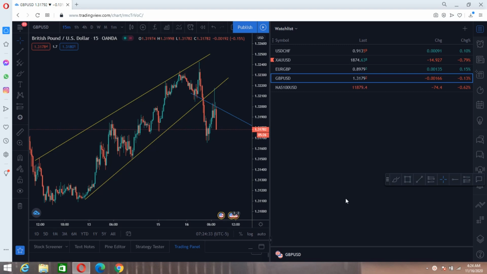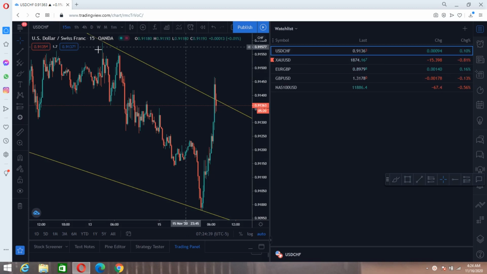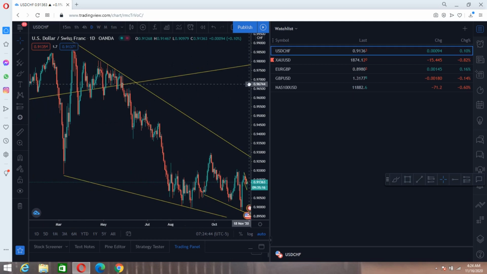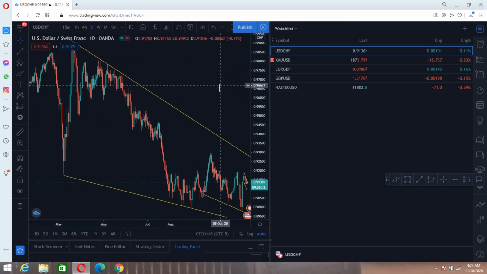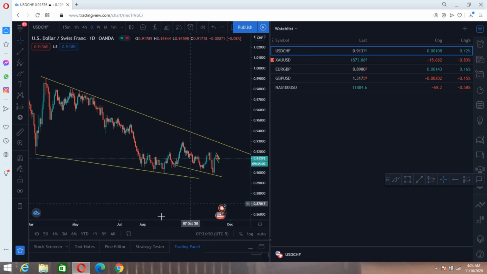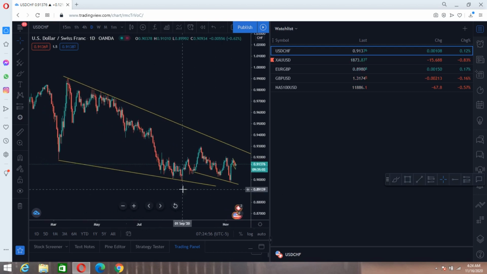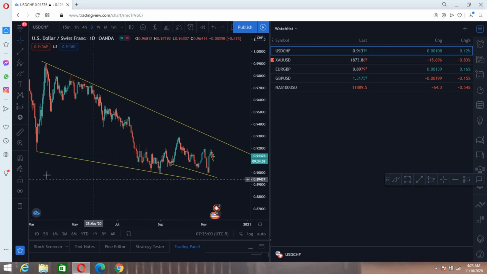So the first pair we're gonna check for tonight is USD-CHF. Let me just go down to the daily time frame. Let me just remove these old ones so they shouldn't confuse you. As you can see here on the daily time frame, let me just show you.